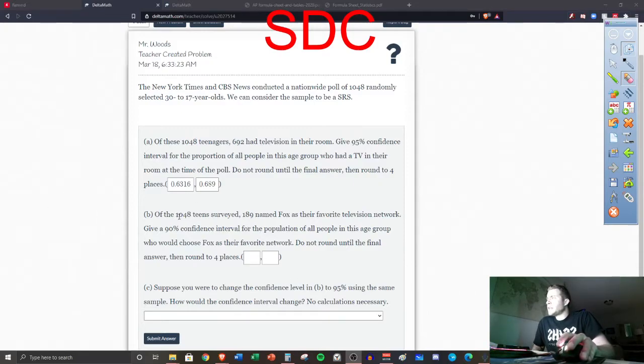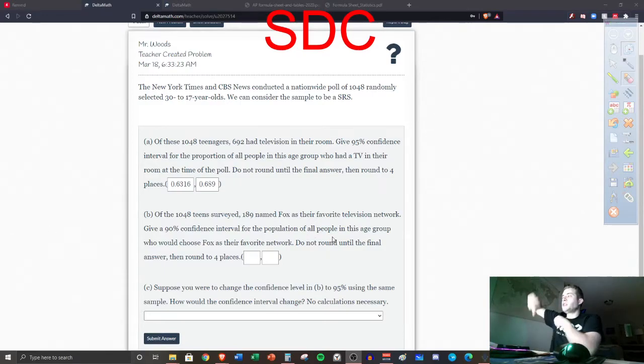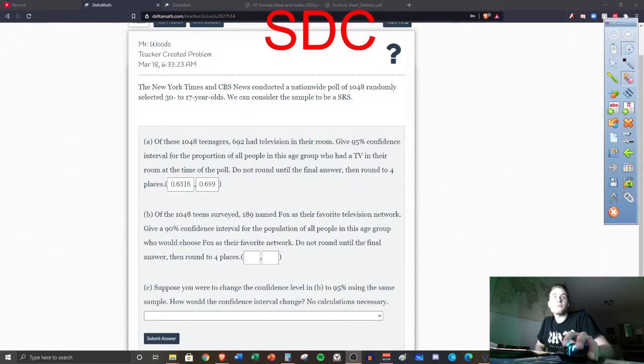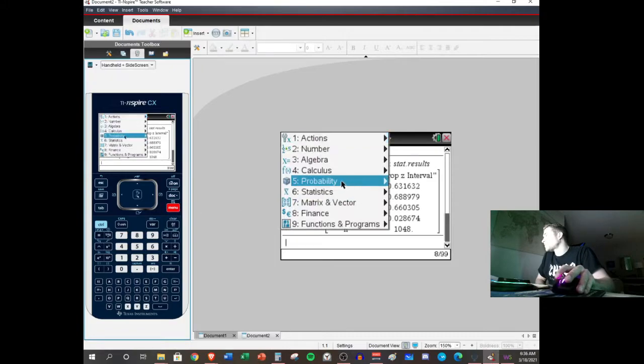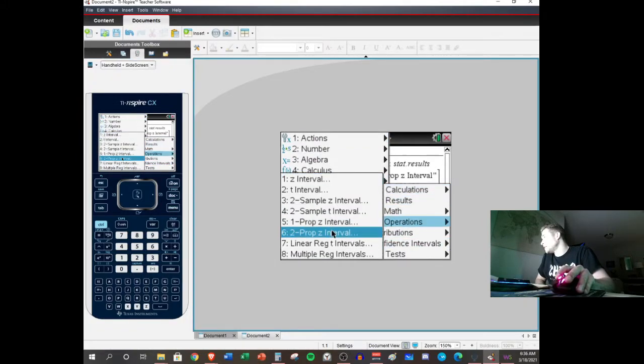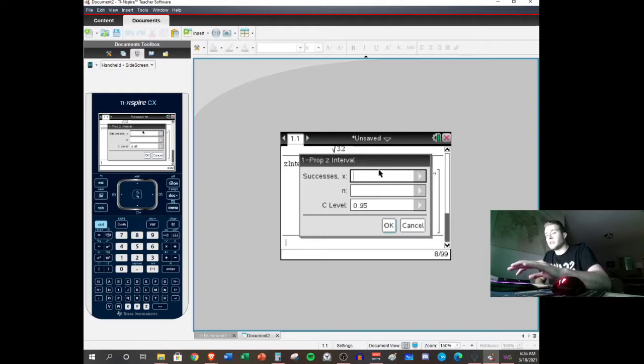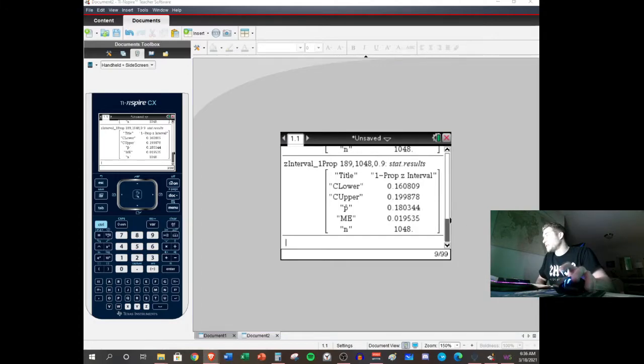This one's going to be similar. It says they're interested in their favorite television network. And so, it says 189 named Fox as their favorite television network. We want a 90% confidence interval for the population of all people in the age group that would choose Fox. This is still proportions. Back over here, 6, 6, we want another Z interval. So now we're just interested in a lower proportion, 189 out of 1,048, and we change our confidence level to 0.90 and hit OK, and we're just going to type those in. That's our new interval.